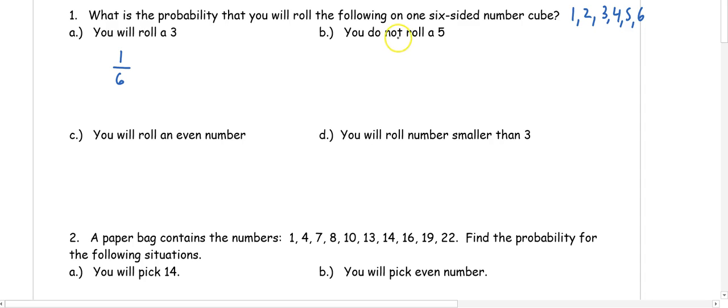What's the probability you do not roll a 5? So if you roll a 5, that's one time, which means there's 5 other options that are not 5s. So we would have 5 out of the total chances of 6.